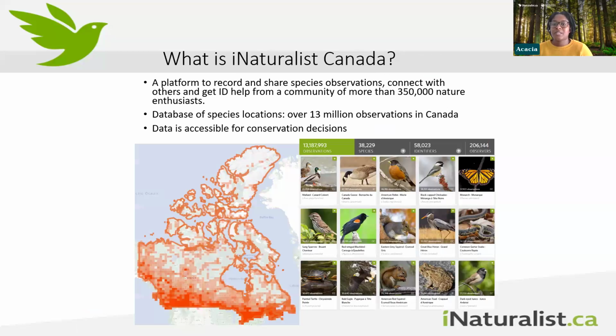At its core, iNaturalist is a community, and it's all about people who contribute observations, identifications, and feedback to each other and to the creators of the platform. This can all be done through the iNaturalist app or at iNaturalist.ca. We have over 13 million observations here in Canada with nearly 40,000 different species, and the map that's being shown now shows the concentrations of where those observations are being made. This information is accessible for conservation decisions as well as education, where people can learn more about what species are found right around them.